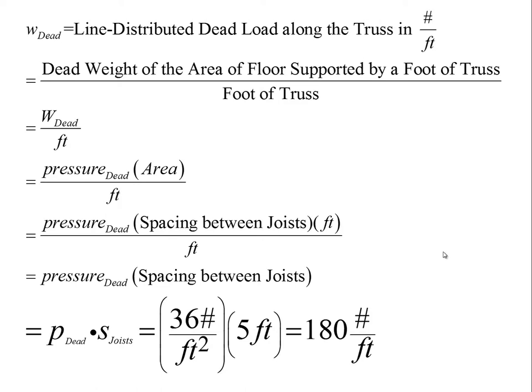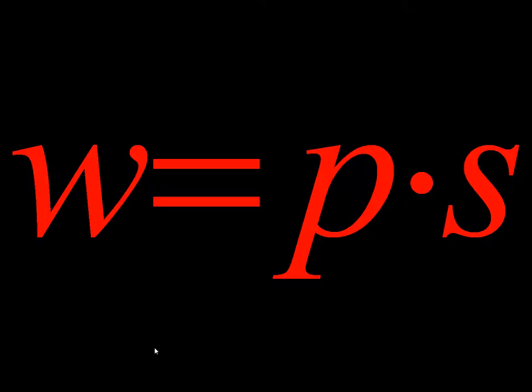All right, so we just derived a formula that W is equal to P S. We did that right here because we discovered feet canceled out with feet, and we ended up with W dead is equal to P dead times S, which is the spacing between the joists. So this is a pretty important formula that we will come back to over and over and over again. So you might as well look at it and get it straight, and it should make sense to you.